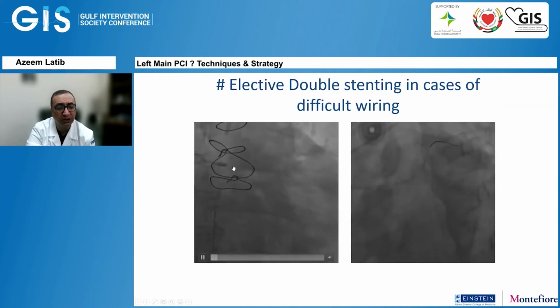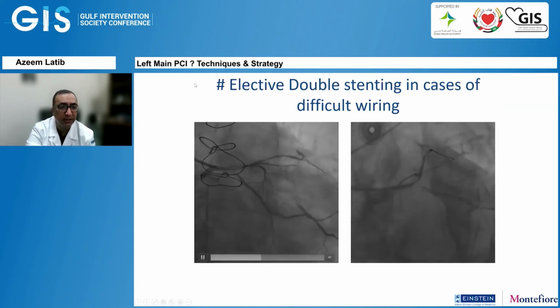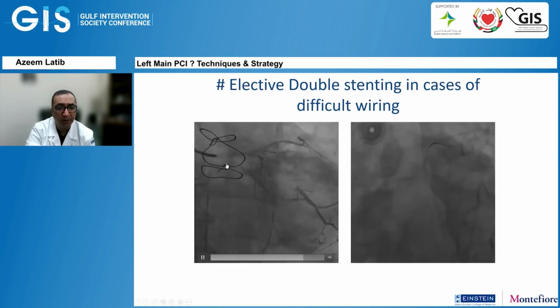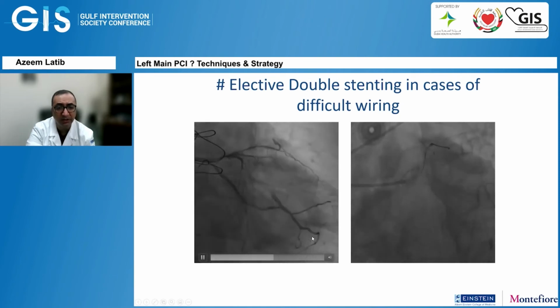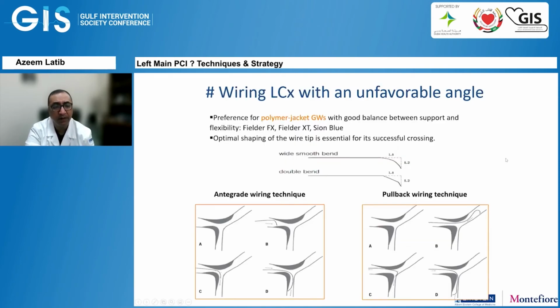And look at how challenging this circumflex bifurcation is. Again, we have a balloon pump, but look at this backwards angle here that we have to go down into, getting into the circumflex. Right? So when you have to wire a circumflex with an unfavorable angle, my preference really is to use polymer jacket wires that give me a lot of control. I like Xeon Blue, I like Xeon Black, I also like Fielder FC. Sometimes I'll try Fielder XT, but be careful, you can dissect with a Fielder XT.